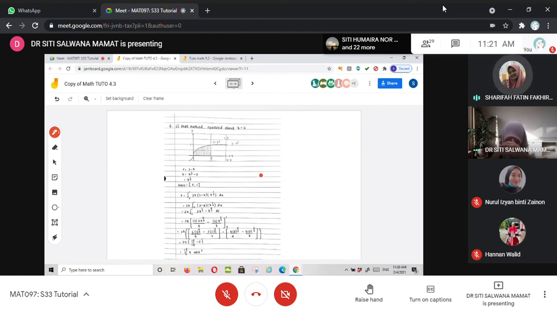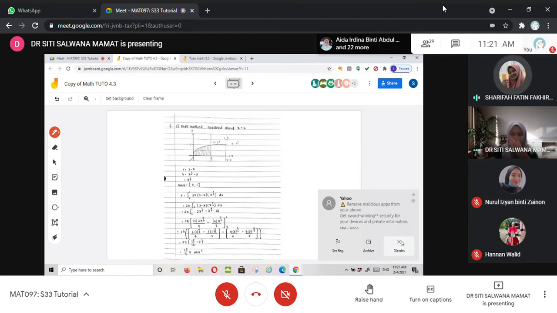And we take out the 2 pi first and expand the rest of the equation. So we will get 2 times x to the power of 1 over 3 minus x to the power 4 over 3. So we integrate the equation and then we substitute the value of the limit into x. So lastly, we will get the answer of 15 over 7 pi unit cube.